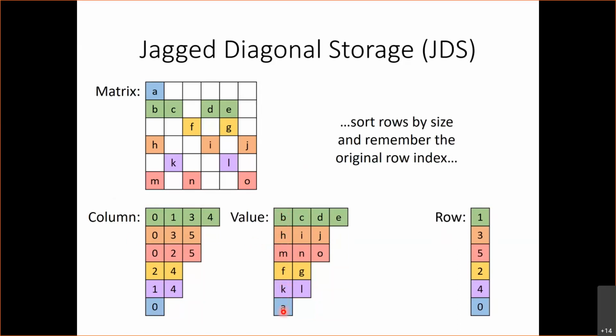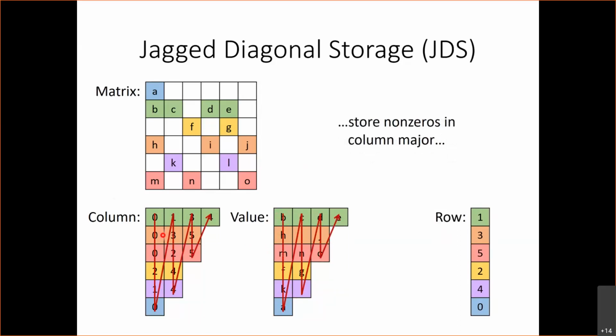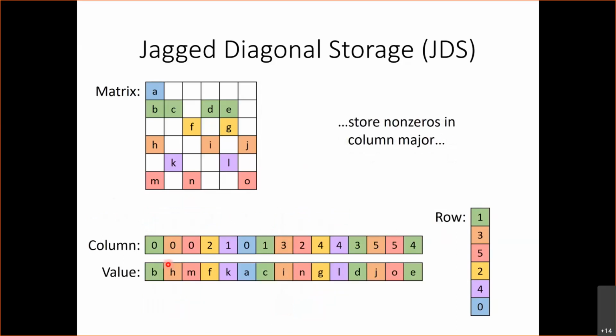Okay, so rather than what we did in CSR, where we stored the non-zeros of a row next to each other, and then the non-zeros of this row, the non-zeros of this row, what we can do is store the non-zeros across the column in this array. Okay, so we're going to store the non-zeros in this order, kind of column wise, and what that results in is an array that looks like this.